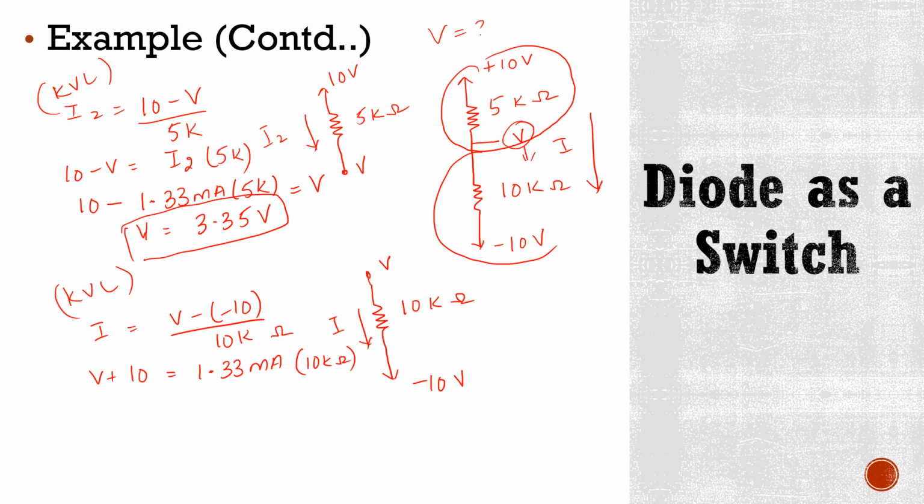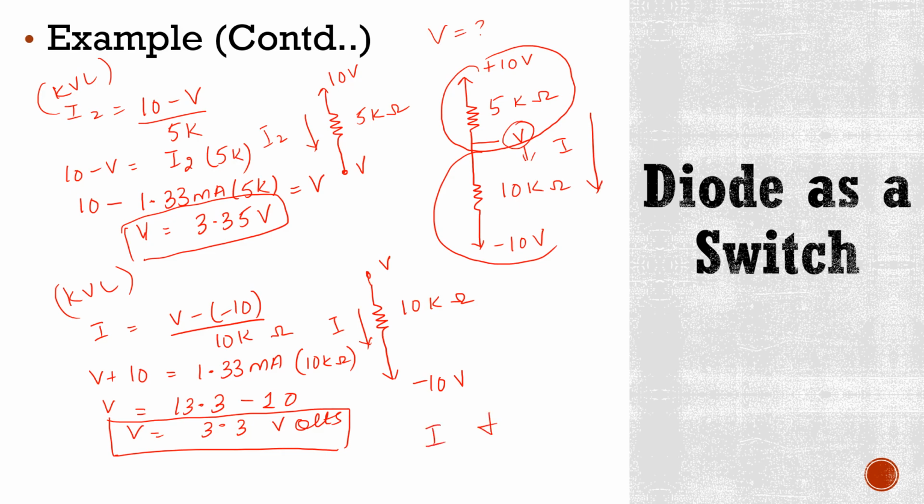Therefore, V is equal to 13.3 minus 10, and V is equal to 3.3 volts. So this is the value of V when you take this second branch after node V. So this is how you are going to find I and V when you are considering that the diodes are acting as a switch.